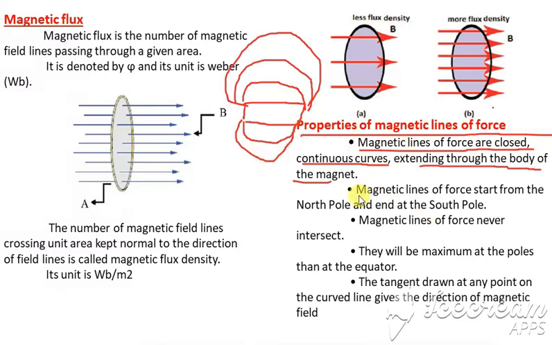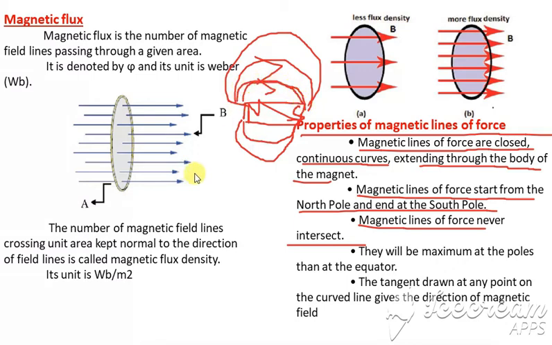The second point is that magnetic lines of force start from the north pole and end at the south pole. We have seen this already, is it not? If this is north and this is south, they start from the north and end at the south pole. Next, magnetic lines of force never intersect. When you see here, they move like this, but they are not intersecting.